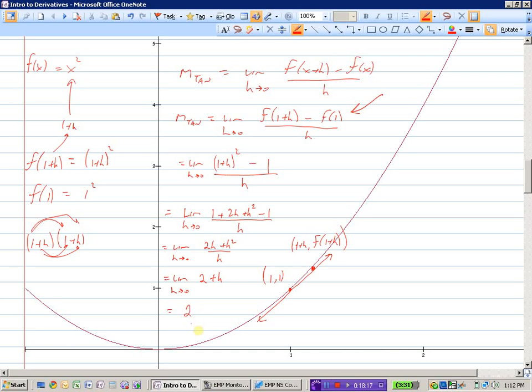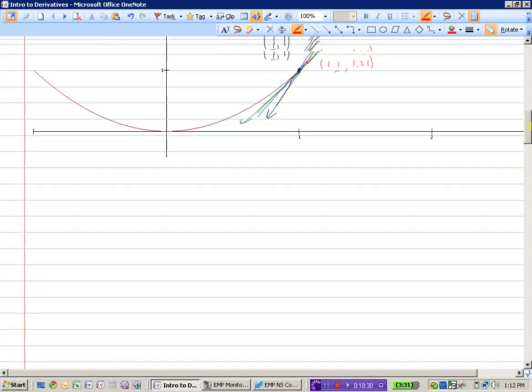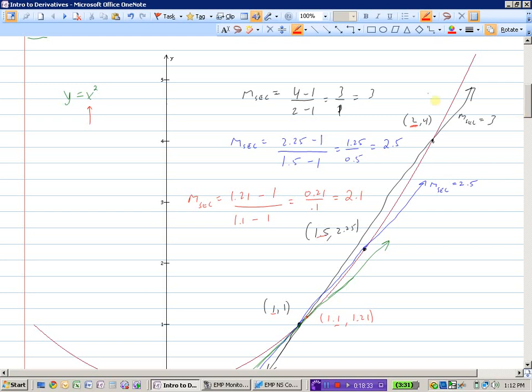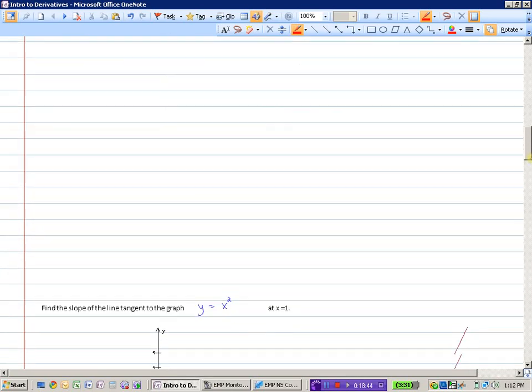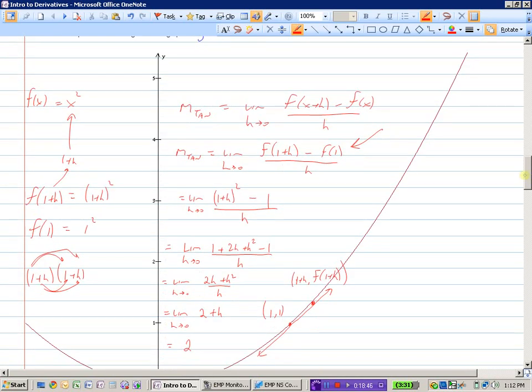So what is the slope of the tangent line as x approaches 1? At x equals 1, the slope of our tangent line is 2. And when we go back to our little example we were doing here, we started with a slope of 3, and as we made the h value a little bit smaller, we got down to 2.5, then we got to 2.1, and now using limits, we have shown that the slope is exactly 2.